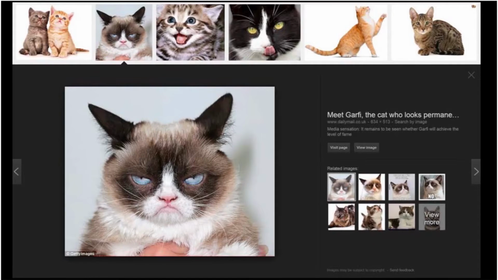And obviously, we love to search for things like cats. And if you've used Google image search in the last year and a half, 2 years, you've noticed that its ability to identify the cat that you're looking for has improved dramatically. So, in fact, let's say I'm looking for cats, but I really like this frowny, our favorite friend, Grumpy Cat.